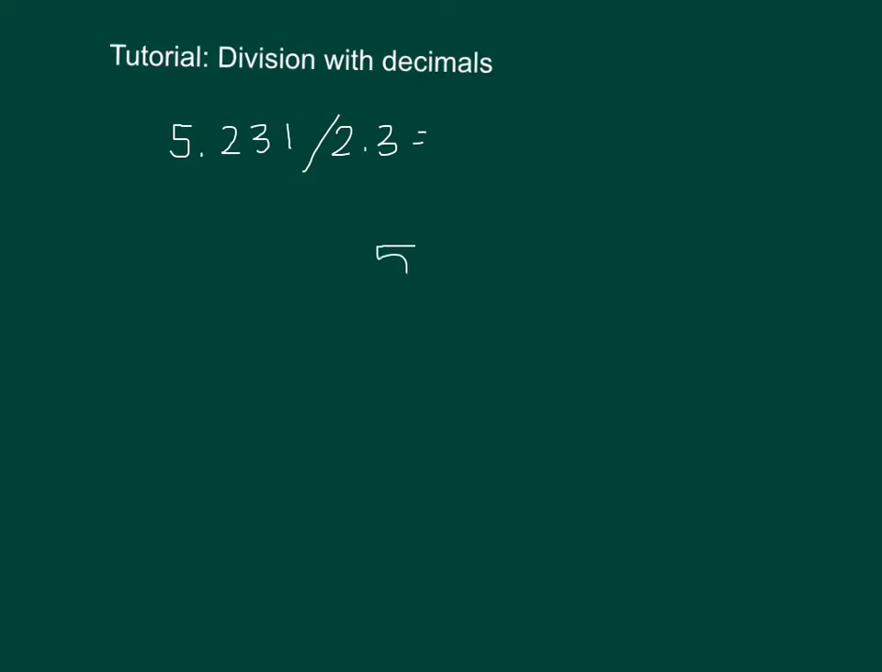So that first number, 5.231, goes inside the house, and 2.3 goes outside the house. Now when we have decimals in the dividend, the one inside here, if that was the only decimal and there wasn't one sitting outside in our divisor as well, I would just float that straight up and divide like normal. But in this problem I have a decimal in my divisor, and so I need to move it out of there. So let's move it out of there.